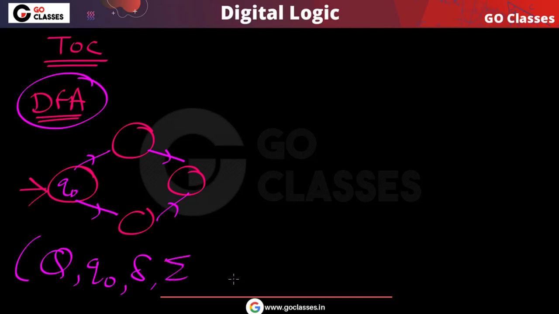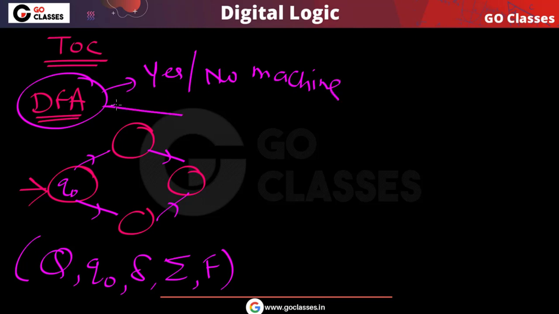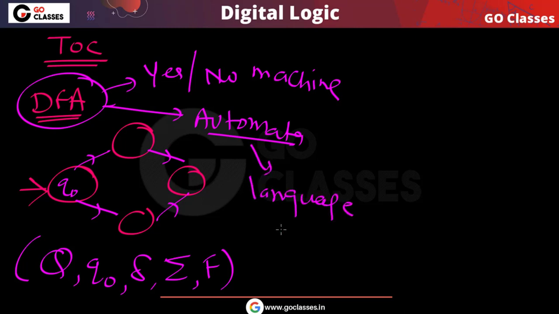Okay, so these things you have, and also there is something called a set of final states, because remember this DFA, comma NFA, these are basically language acceptors. Okay, so these are yes/no machines, I can say these are automata. And I told you automata means they are language recognizers. So this DFA, NFA, these are basically language recognizers.